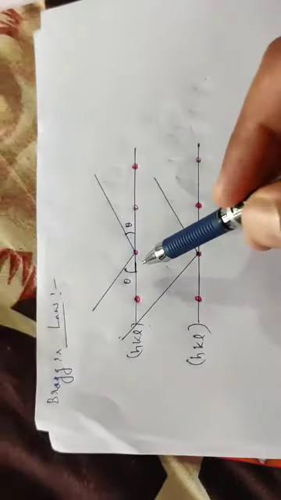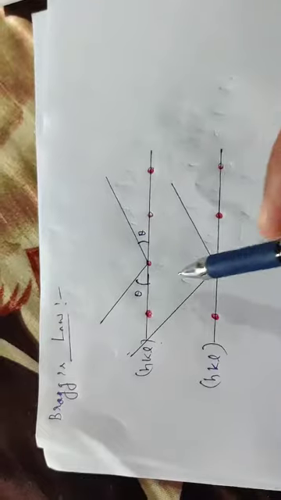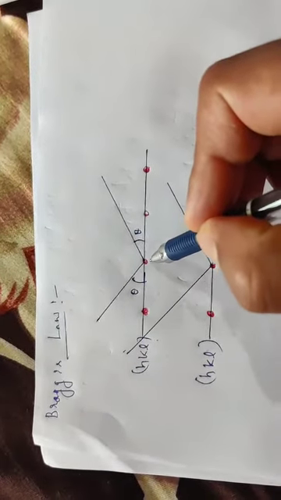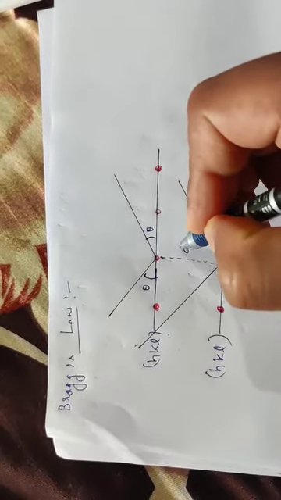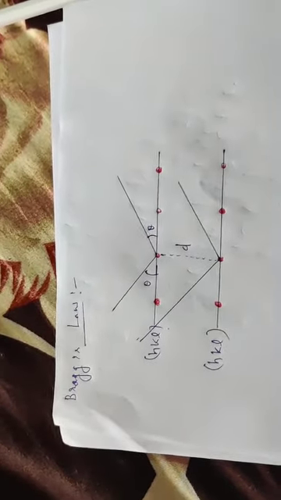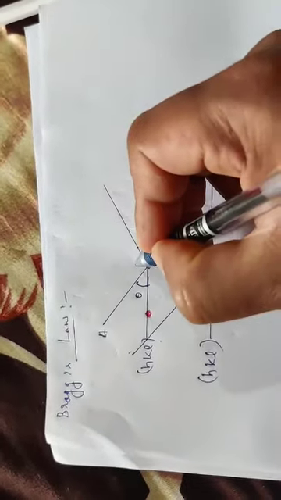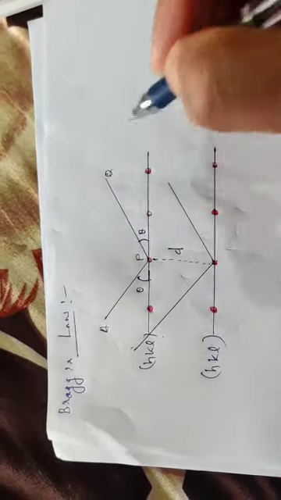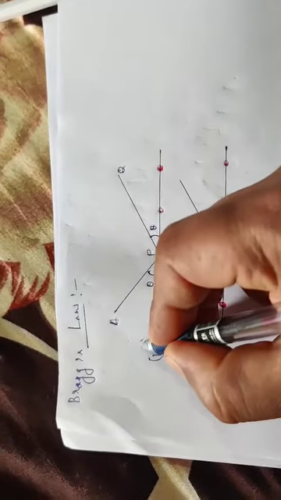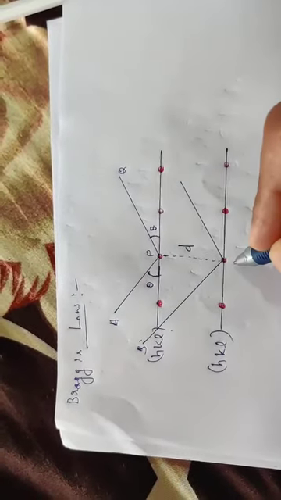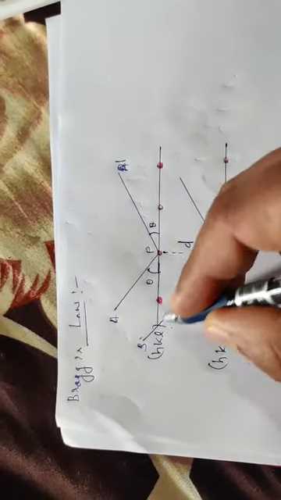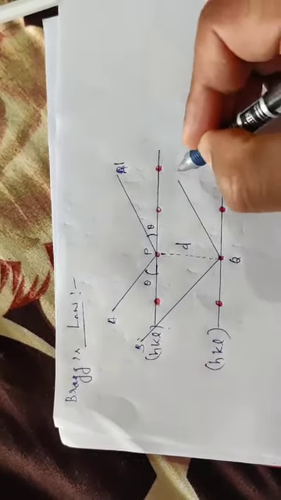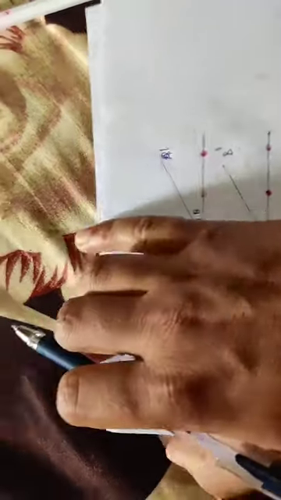Since they are parallel, let us consider this interplanar distance as d. Let us label this wave as A P A dash, and this as B Q B dash.